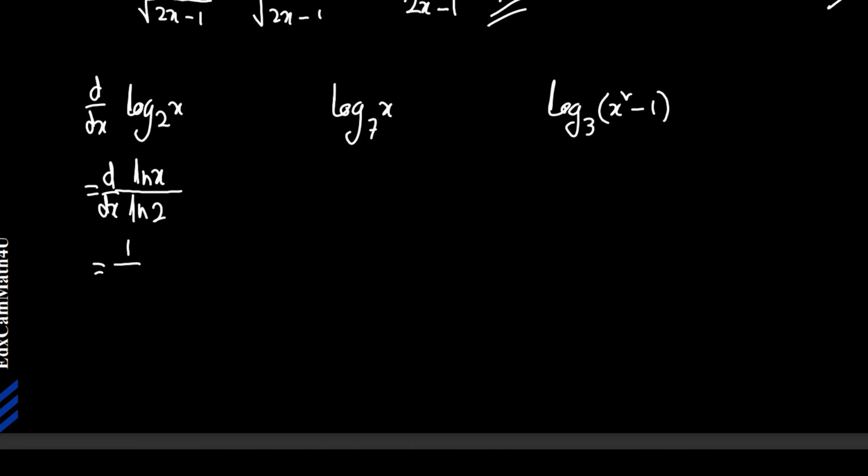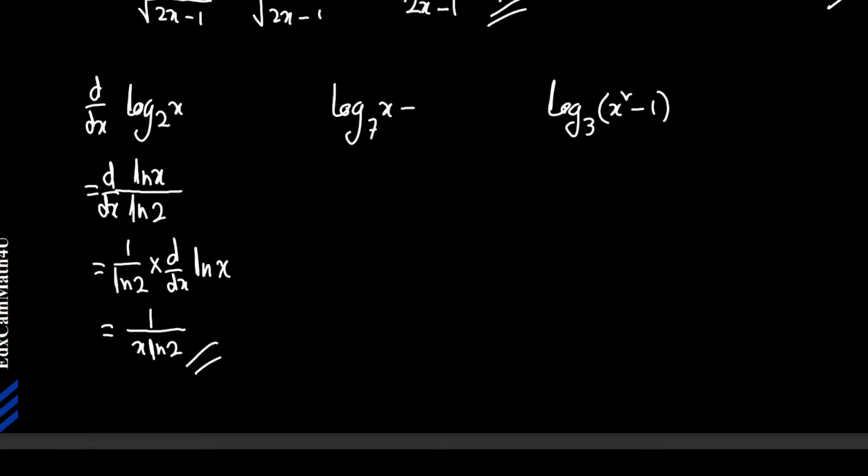So you keep 1 by ln 2 first, because it's a constant, into d by dx of ln x. So we just need to differentiate ln x. If we differentiate ln x, we get 1 by x. So finally you can write it as 1 by x ln 2. This is our differentiation for this question.